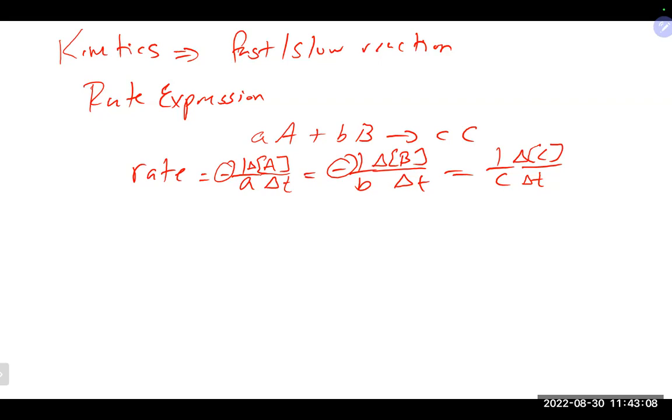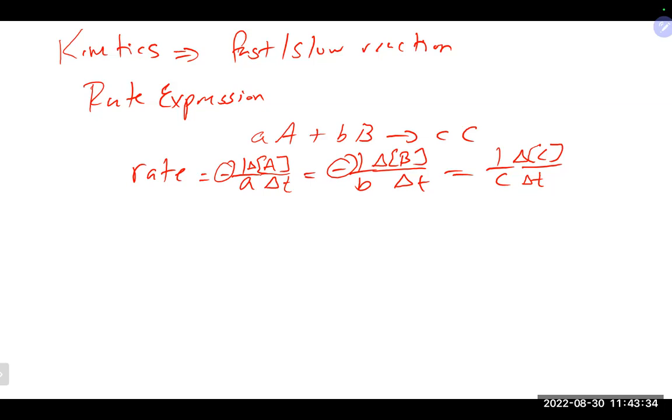Now, the products are a little bit different. They should be increasing with time, as we talked about. So what we see there is that our final product concentration should be larger than our initial concentration. So that, again, gives us a positive number when we do the change in the concentration, and again, gives us a positive rate.